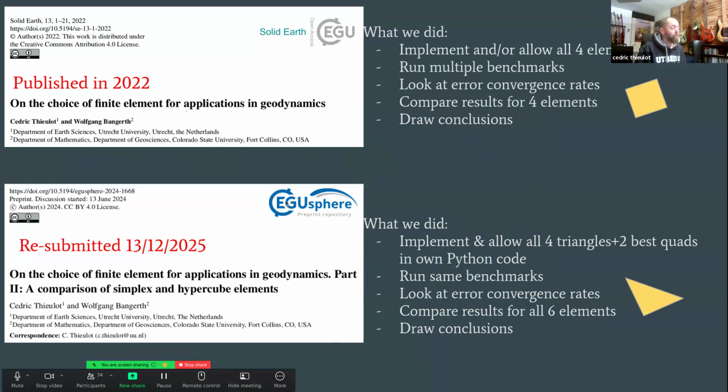And more recently, we just resubmitted, some 6-7 weeks ago already, the second part of the paper, where we actually investigated triangles effectively. And so what we did is to actually implement and allow all four triangular elements that I will talk about in a second. And we compared them against the two best quadrilateral elements of the first paper. And we did that in our own Python code. Ran the same benchmarks, looked at the same quantities, these convergence rates, and then compared results, quads versus triangles, and again, drew conclusions.